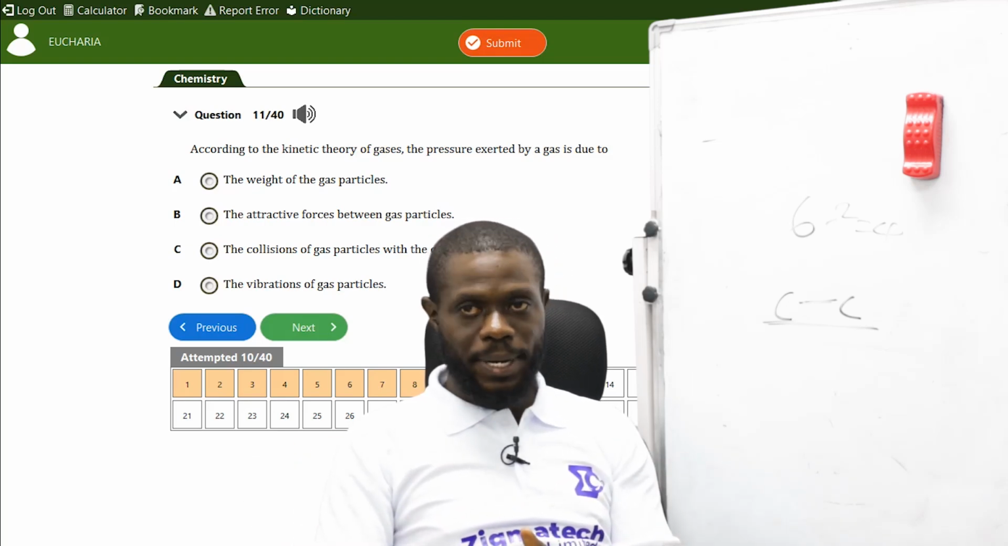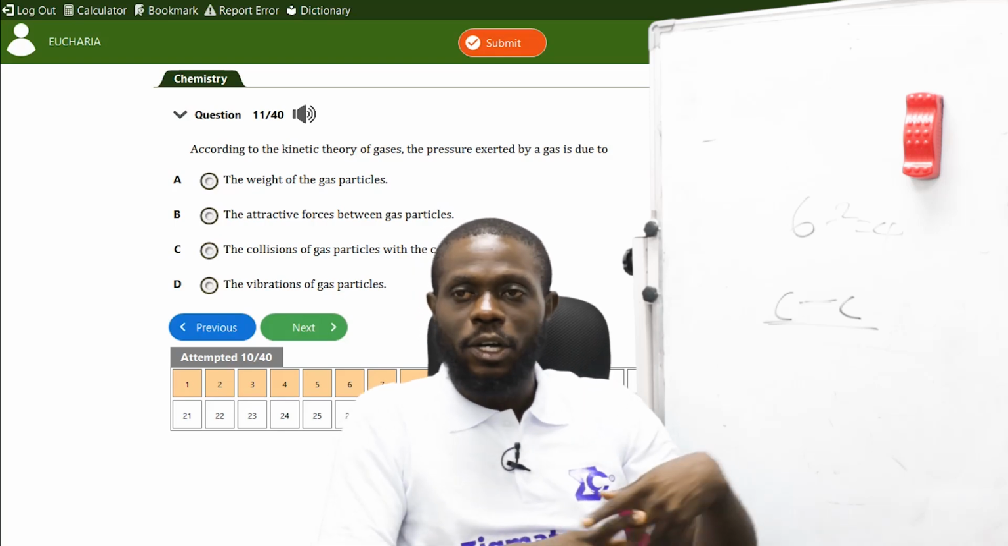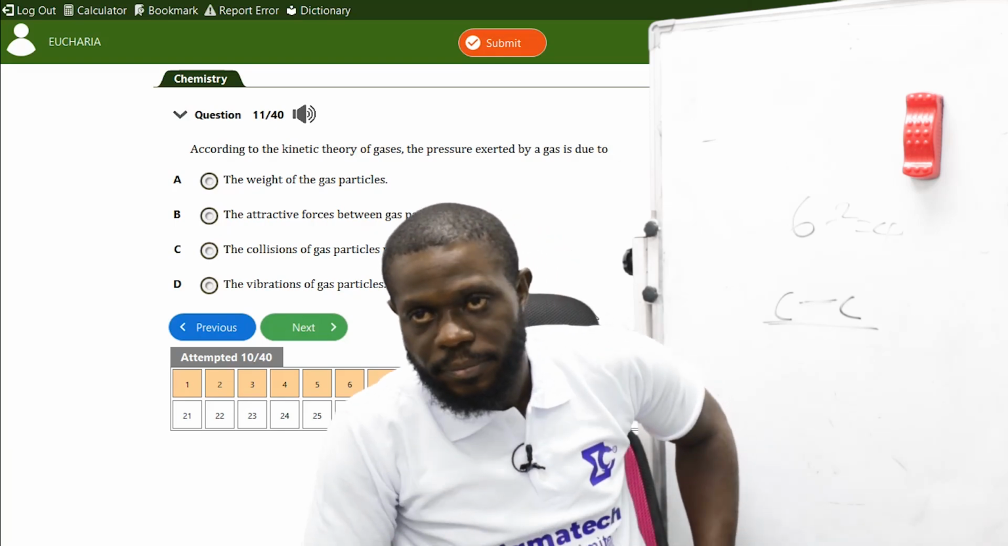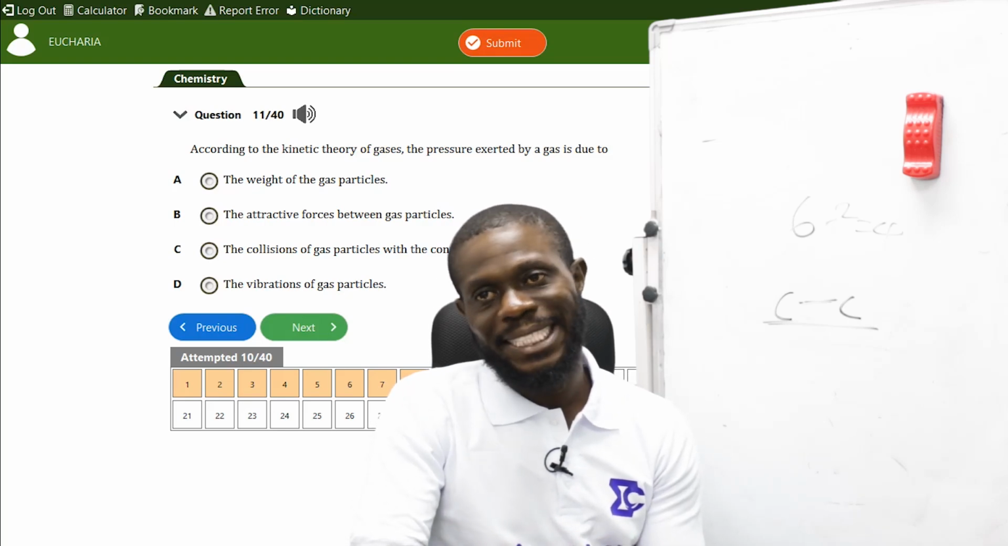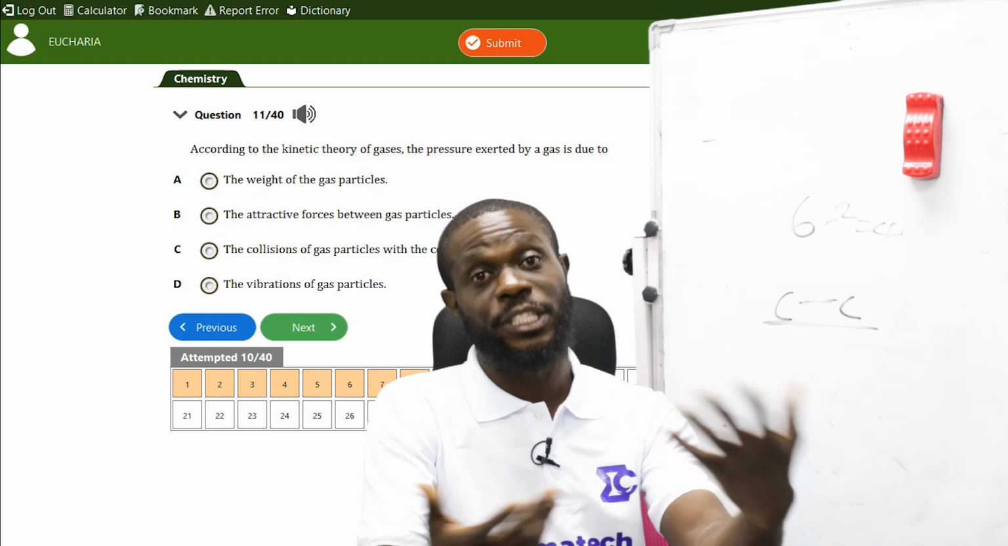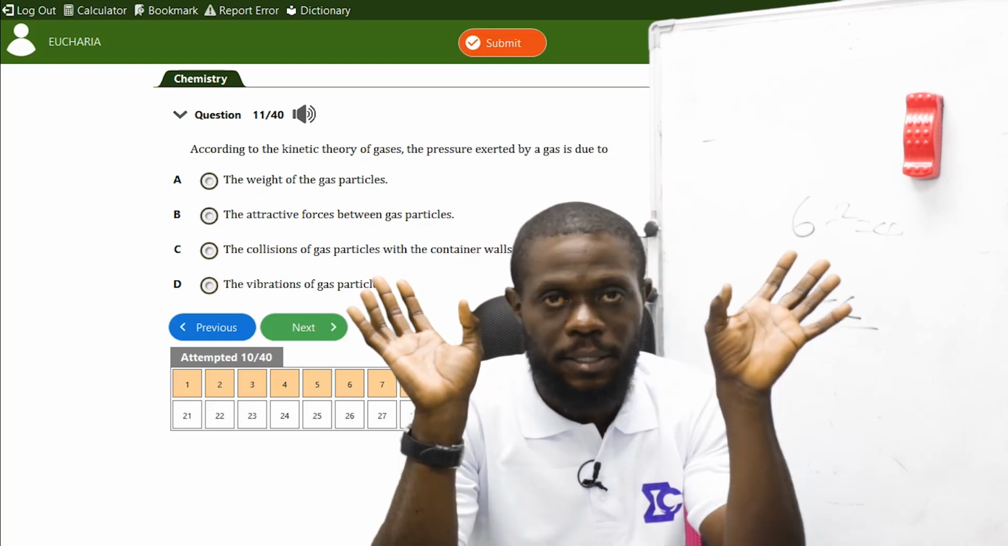So B cannot be the answer. A too cannot be the answer. C says the collision of gas particles with the container walls. The vibration of gas particles: gas particles do not vibrate because they escape vigorously.